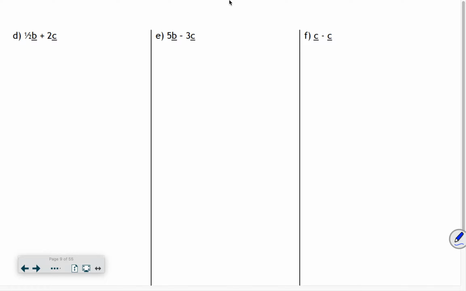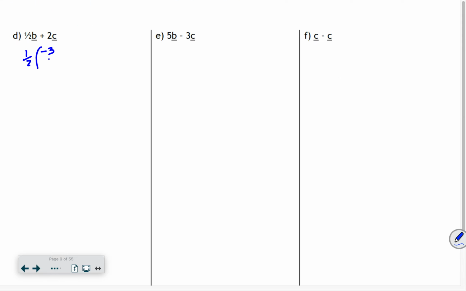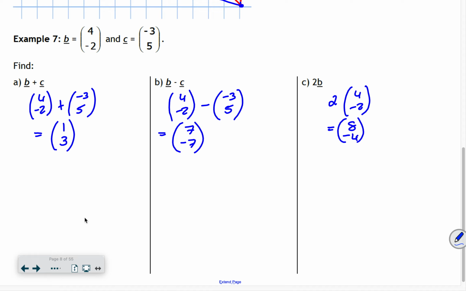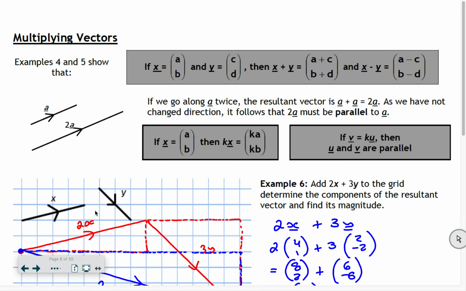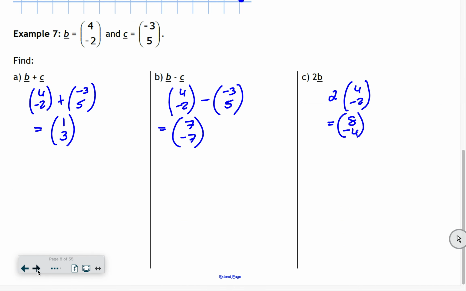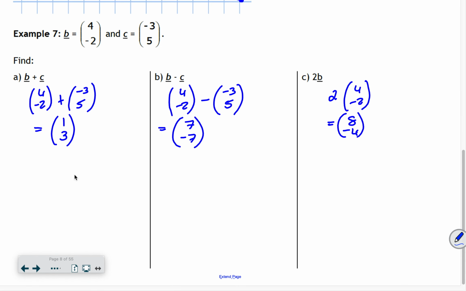Next one, a half b plus 2c. I'll start that again. Okay, so let's work out a half b plus 2c. So a half of b, so b is 4, minus 2. So it's going to be a half of 4, minus 2, plus 2 times vector c, which is negative 3, 5.